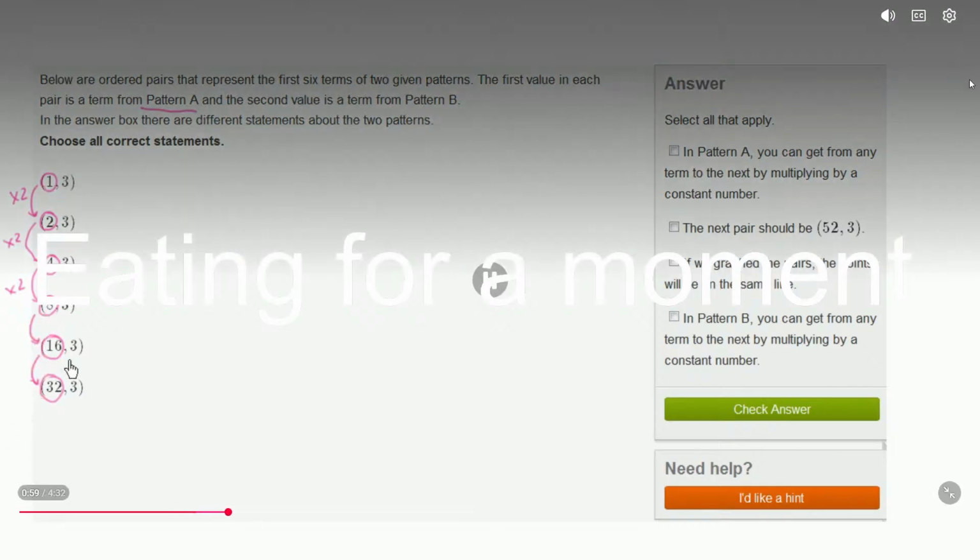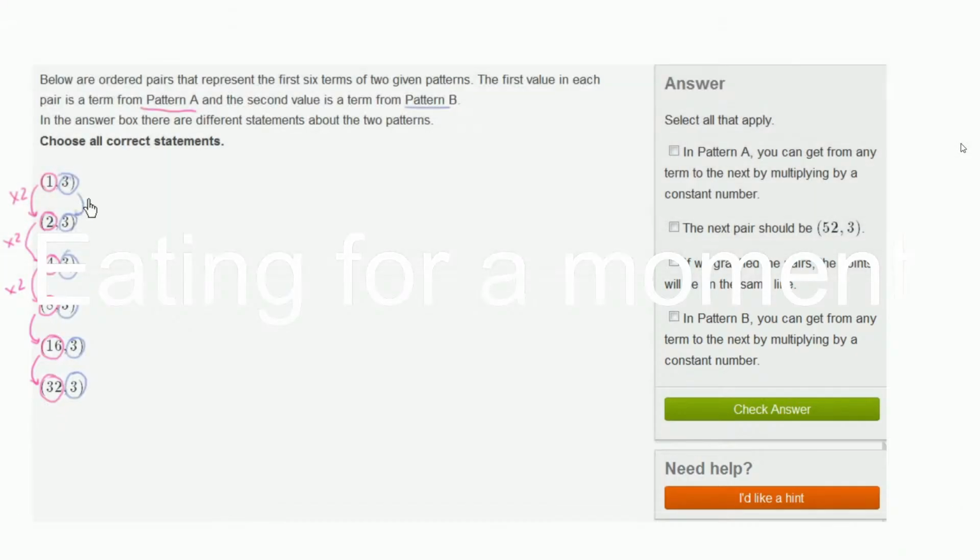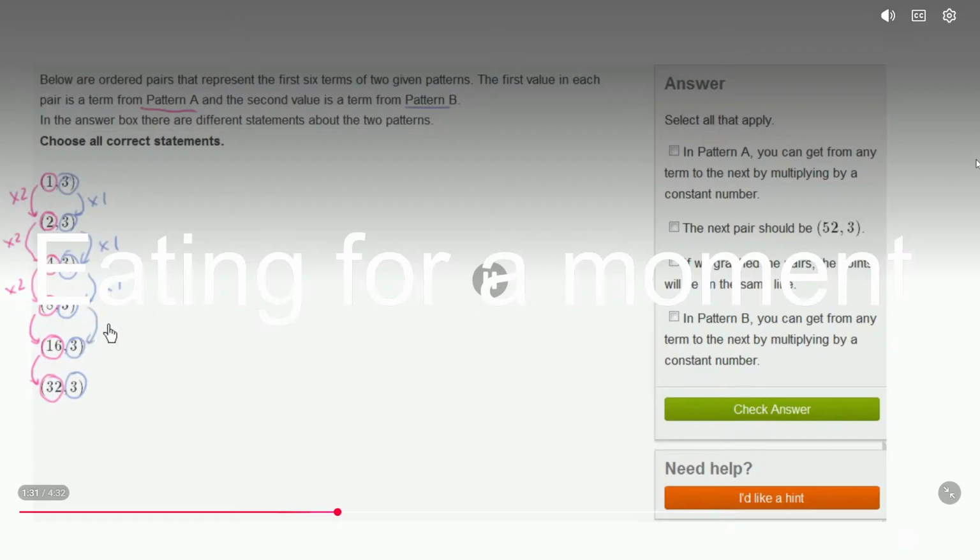Now let's think about what's going on with pattern B. Pattern B is the second number in each of these pairs, and it's just always 3. So there's a couple of ways to think about it. You could just say pattern B is always 3. You could say pattern B starts at 3, and we're just adding 0 every time. Or you could say that pattern B starts at 3 and we are multiplying by 1 every time. Either of those would give you just 3 showing up over and over again.